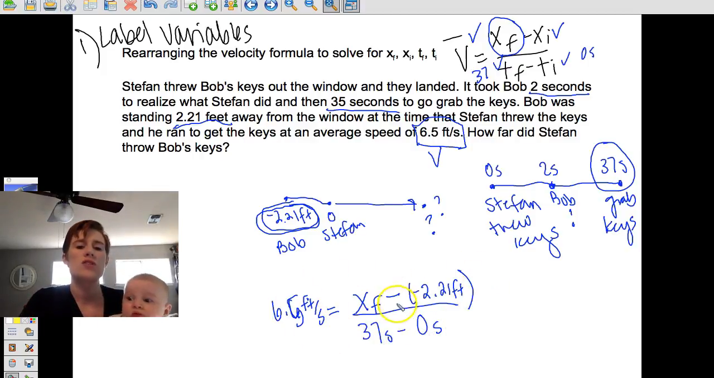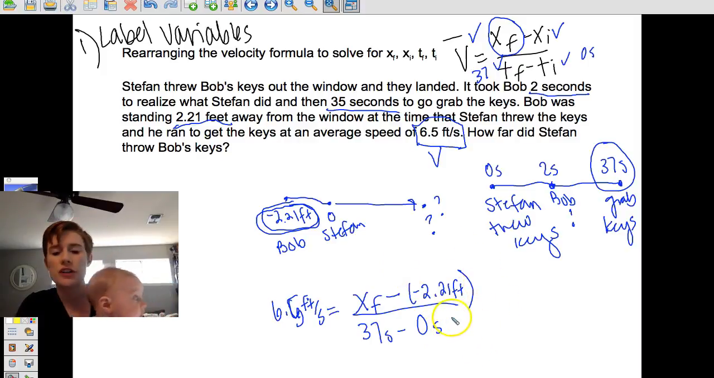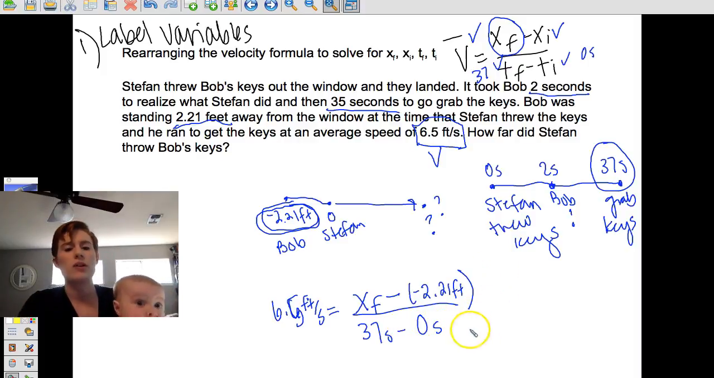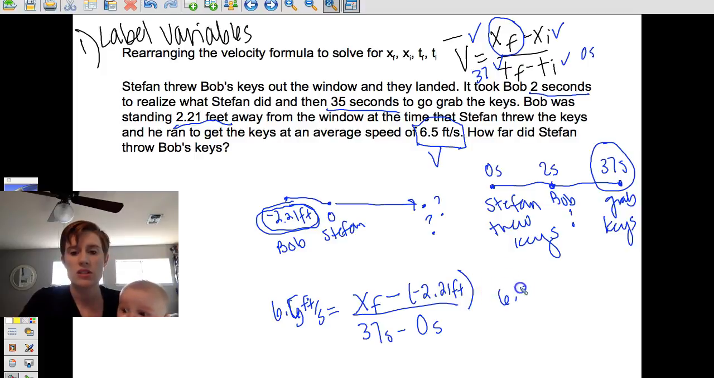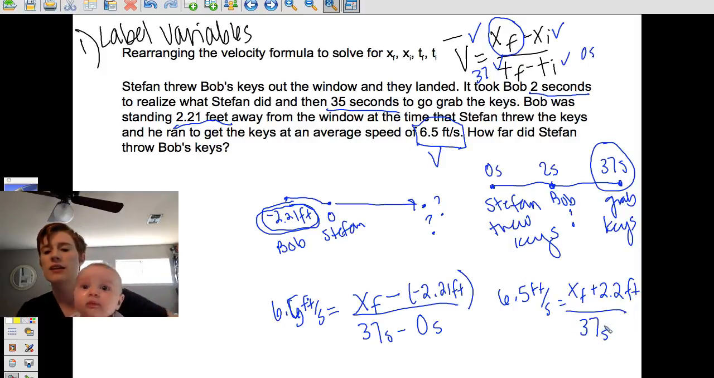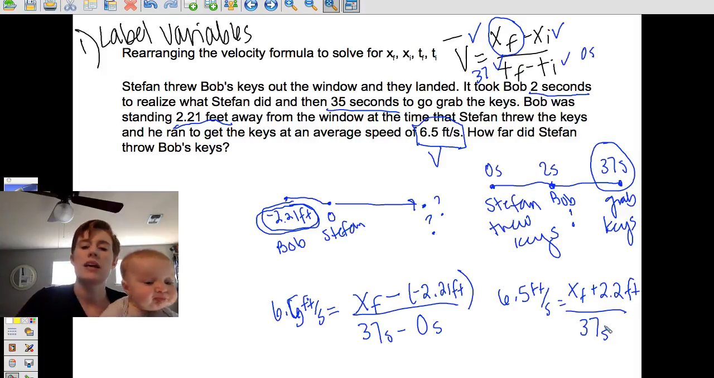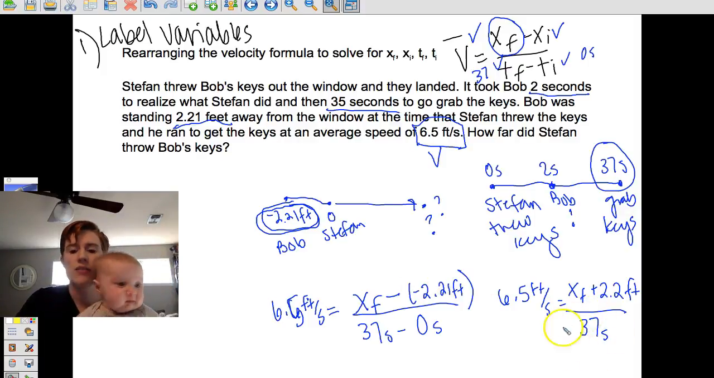Now I want to rearrange to solve for x of f. Well, how do I do that? The first thing we want to do is simplify. So let's change this to 6.5 feet per second equals the final distance plus 2.2 feet divided by 37 seconds. So I've simplified it. Now what I do is get 37 seconds out from underneath the bottom, and the way you do that is by multiplying both sides.